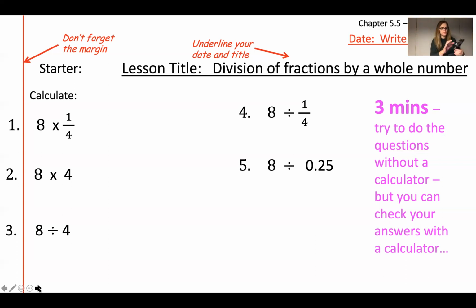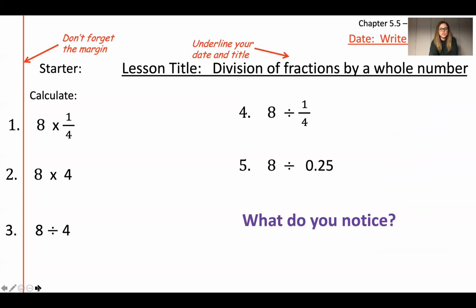Time's up. Right. So I did say more than happy for you to check your work with a calculator. I'm curious, what did you notice? Pop any comments in the live chat.